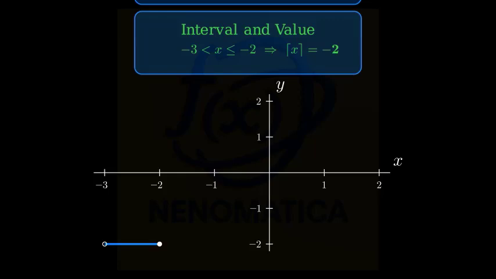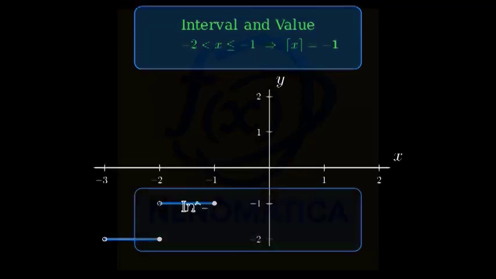Step 2. For -2 is less than x and x is less than or equal to -1, the ceiling equals -1. We draw the horizontal step at y equals -1 from x equals -2 to x equals -1, open on the left, closed on the right.